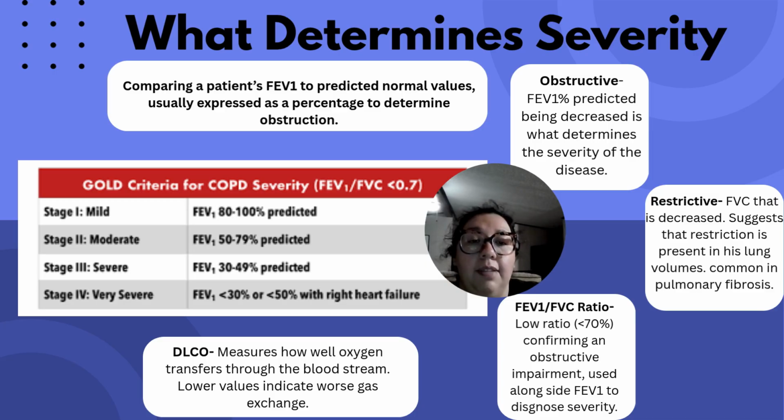Your FEV1/FVC ratio, a low ratio of under 70, confirms an obstructive impairment and is used alongside FEV1 to diagnose severity. Your DLCO measures how well oxygen transfers through the bloodstream. Lower values indicate worse gas exchange.